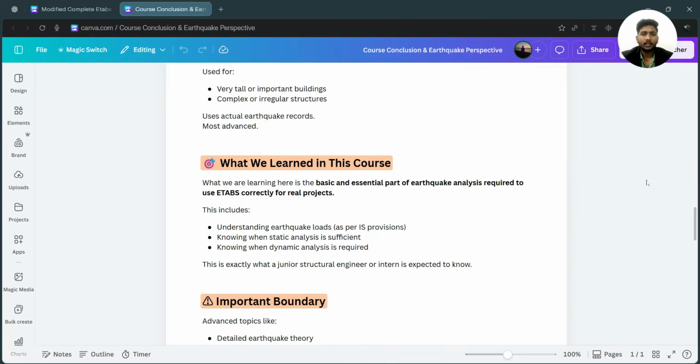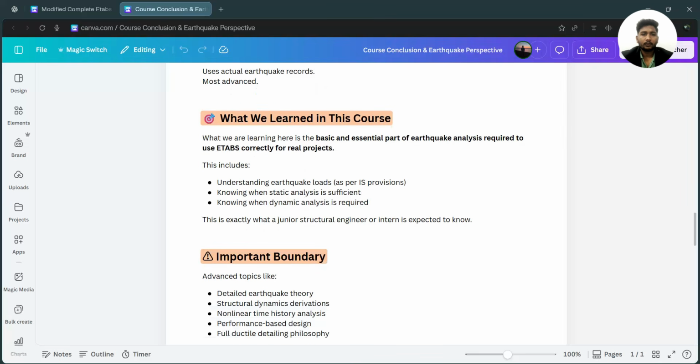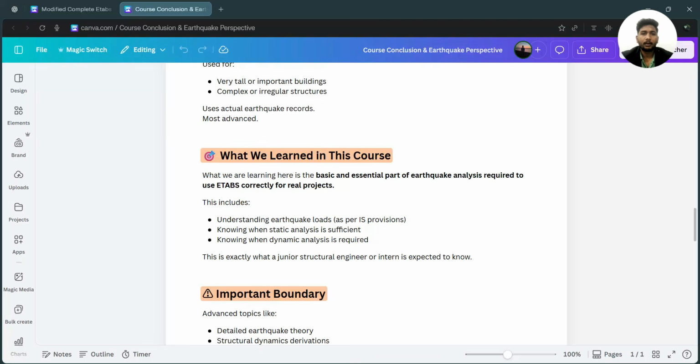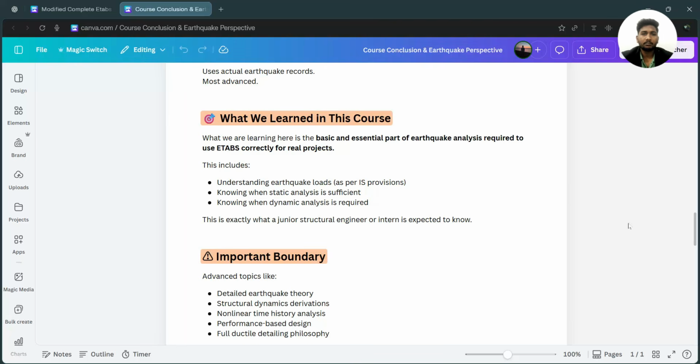Then after, what we are learning in this course is the basic and essential part of earthquake analysis required to use ETABS correctly for a real project. Whatever I am currently telling you about earthquakes is the basic part, just to be noted for the advanced concepts of earthquake analysis. This includes understanding the earthquake load as per the IS provisions, knowing when static analysis is sufficient, and knowing when dynamic analysis is required.